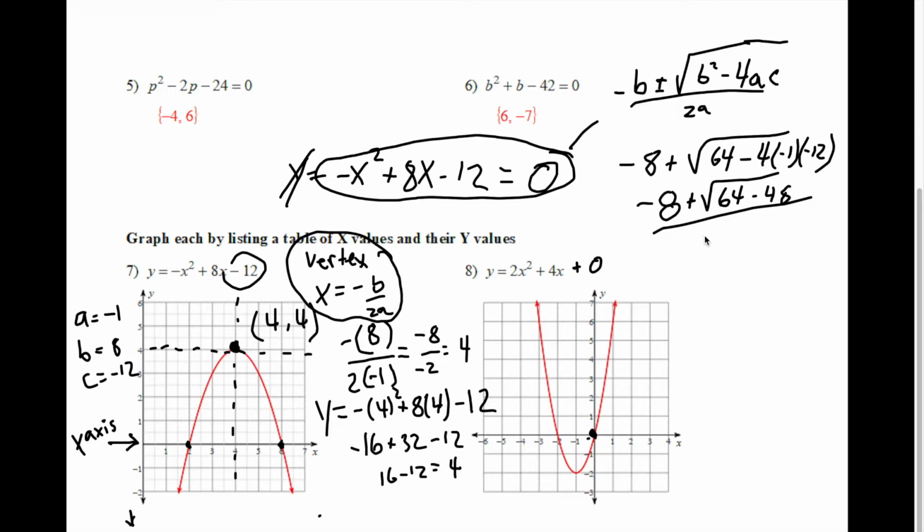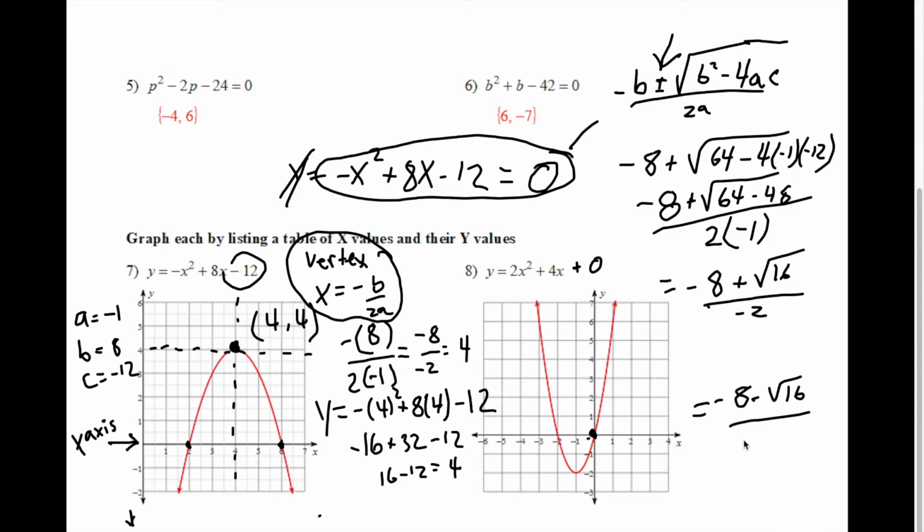over, no, sorry, we're done with square roots, over 2 times negative 1, since that's our a value. So one thing we'll need to take care of is 64 minus 48, which is 16. Okay, so we've got negative 8 plus square root of 16 over negative 2. And now also, since we've got that plus minus sign over here, we're also going to have to deal with negative 8 minus square root of 16 over negative 2.